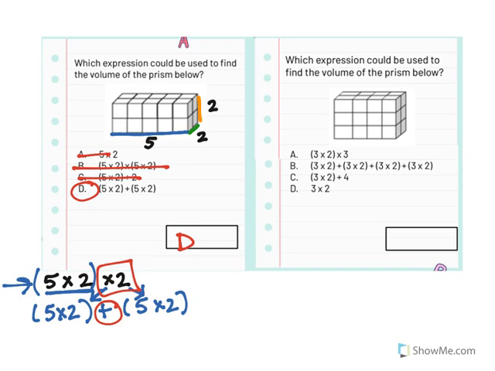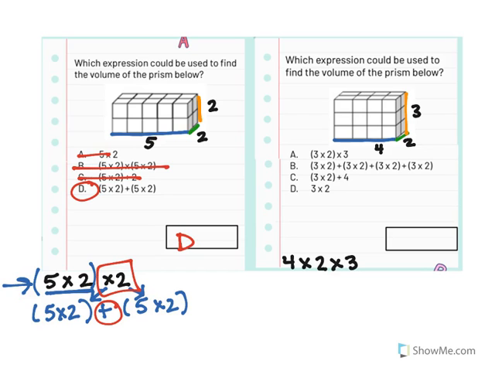Let's look at one more example of this. In the next question, they say, which expression could be used to find the volume of the prism? I see our length is 4. Our width is 2. And our height this time is 3. We know we could solve this by doing 4 times 2 times 3.